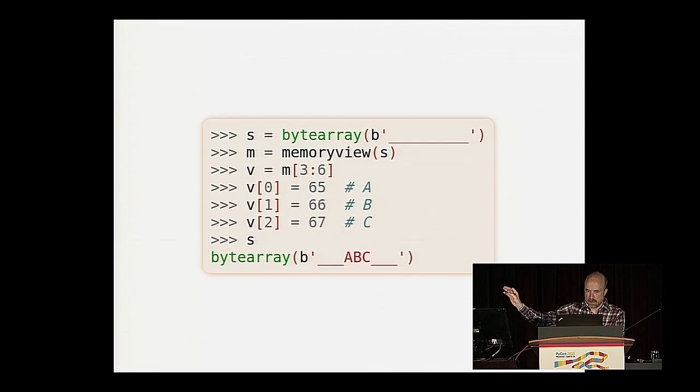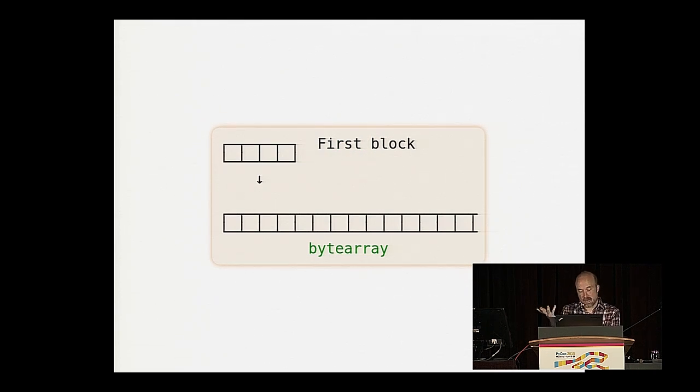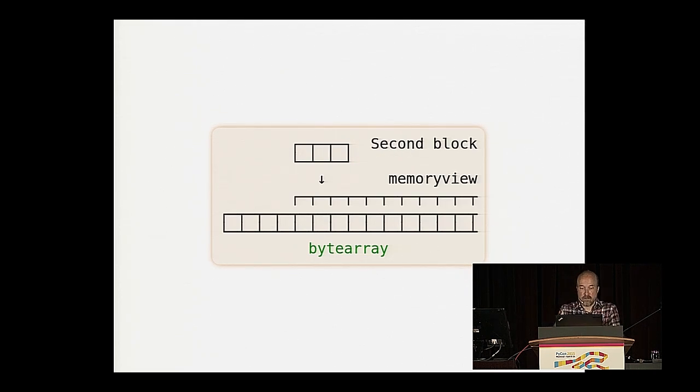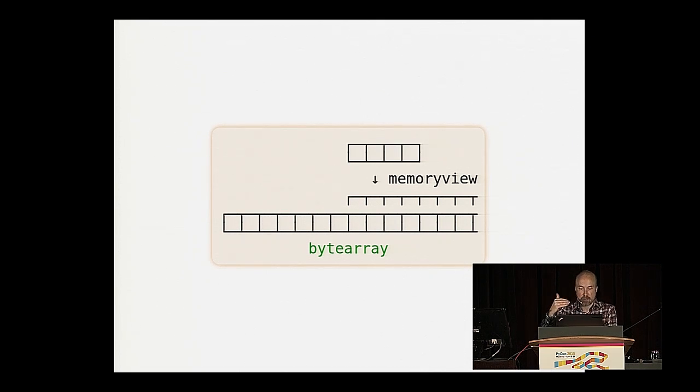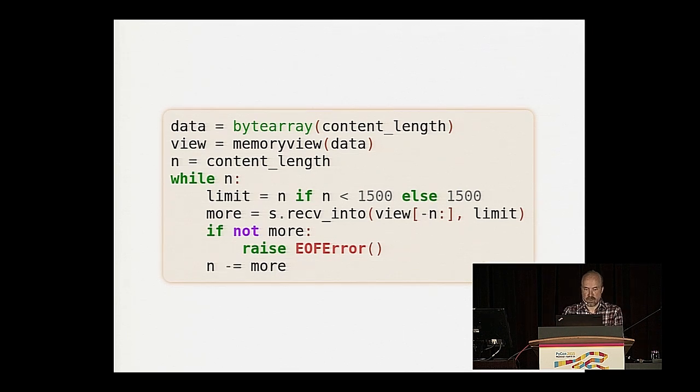Again, this ability with a view to write into byte locations that aren't at the beginning, but are somewhere in the middle of the byte array that you've built. The first block can go at the beginning, but you need to build a memory view to target the second block after the first block, the third block after that, and so forth. And you're going to need to use it to target that receive into at subsequent positions inside of your big byte array.